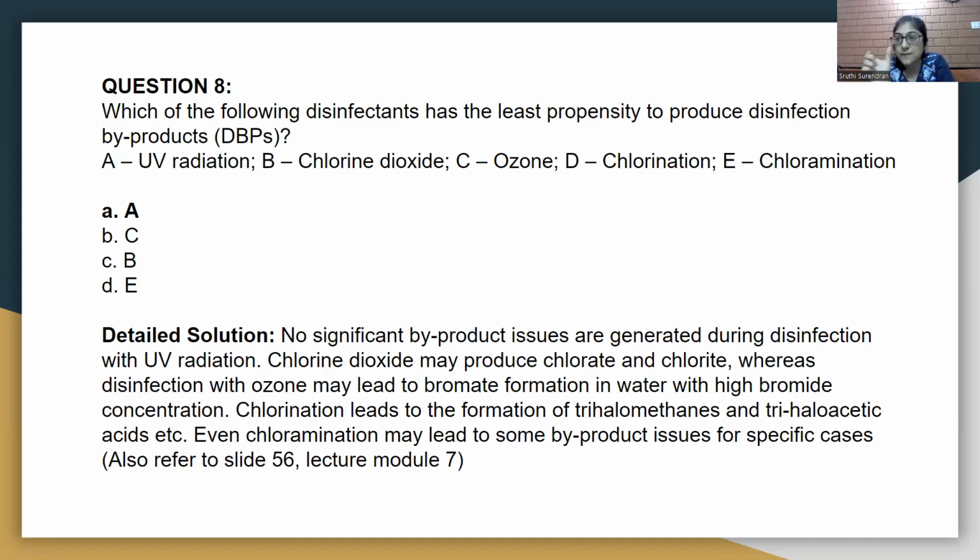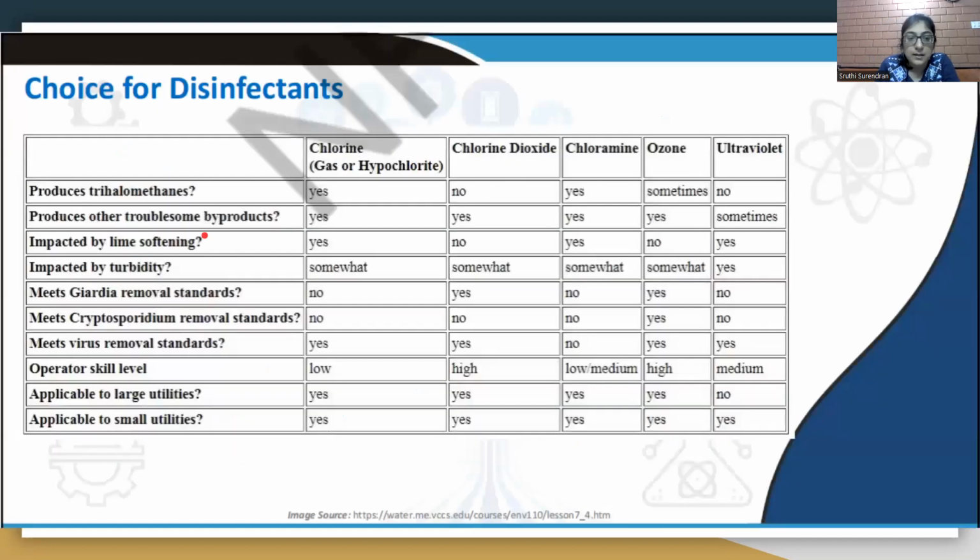The question was about disinfection byproduct, not any byproduct. So in the five options, UV radiation is not going to produce any byproduct. Chlorine dioxide is going to produce chlorate and chloride. Ozone is going to produce bromate. Chlorination is going to result in the formation of trihalomethanes and trihaloacetic acids. And chloramination, which makes use of chloramines, is also going to result in byproducts.